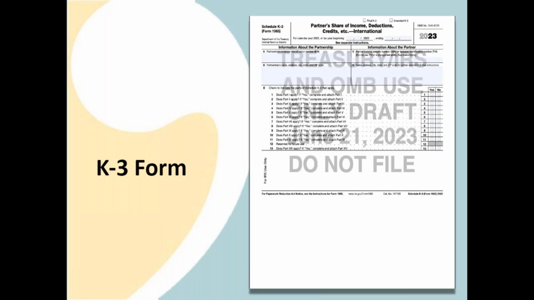The K2 and K3 forms provide information needed for foreign tax reporting, not only for your club, but also for each of your individual members' personal taxes. As I mentioned before, bivio's tax software will walk you through this process, and many clubs can omit filing Schedule K2 and Schedule K3s.